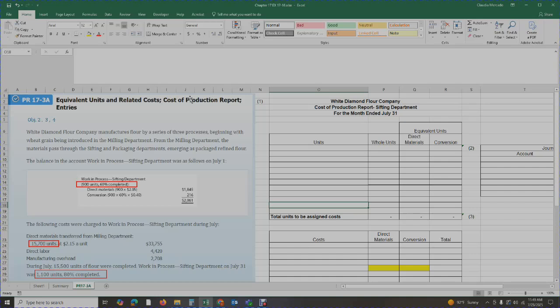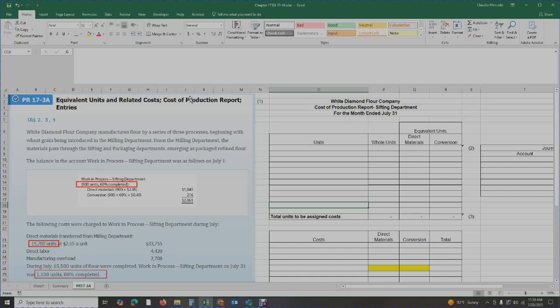Now these are products that we started last month or last period, and we did not get to finish them up. So we're going to transfer them over to the following month, and we're going to finish the process for them there. Here we have 900 units, which are 60% completed. We've got direct materials of 1,845, conversion cost of 216. Now remember, conversion cost is your labor plus your manufacturing overhead. So your total cost is $2,061.